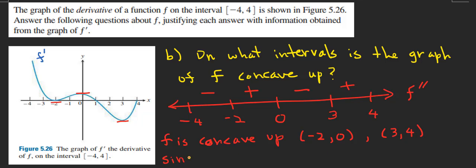Since you have to justify your answer, f double prime is positive on those intervals. Or you could say, since f prime is increasing on those intervals, because when f prime is increasing, that implies that f double prime is positive.